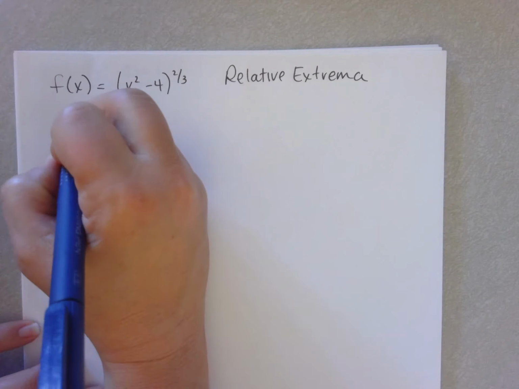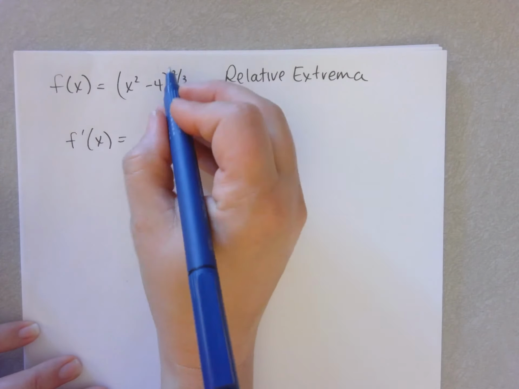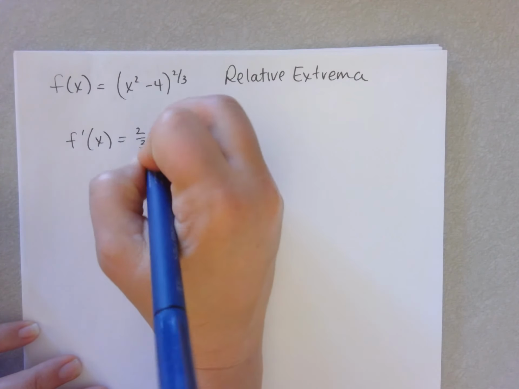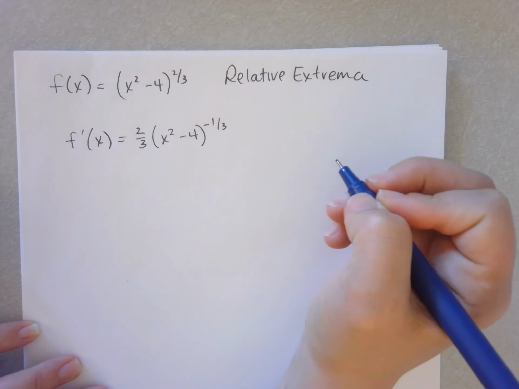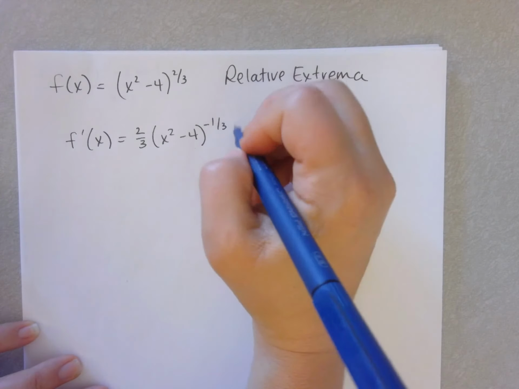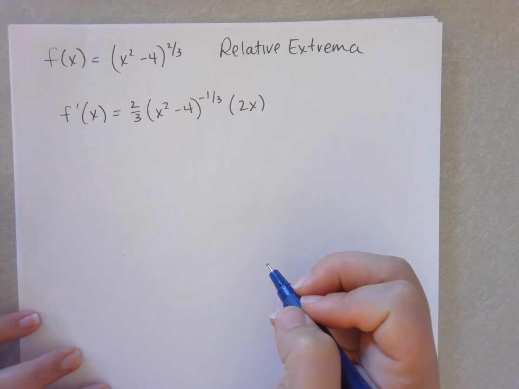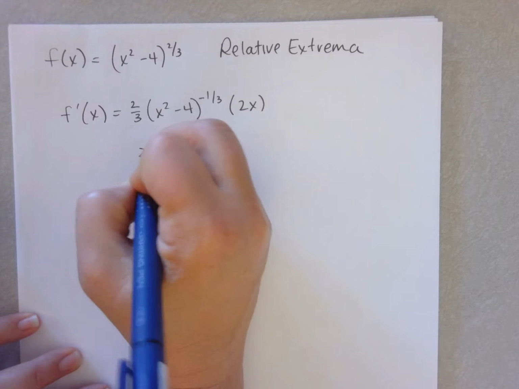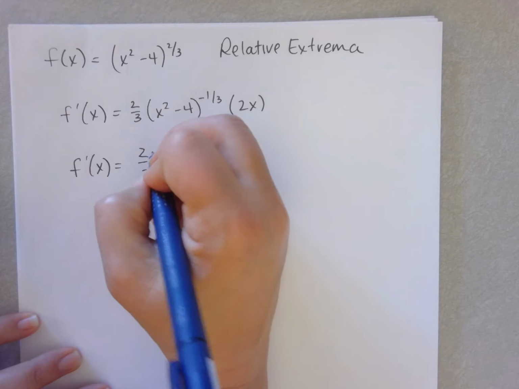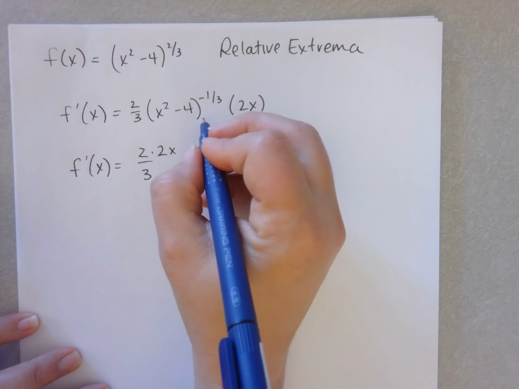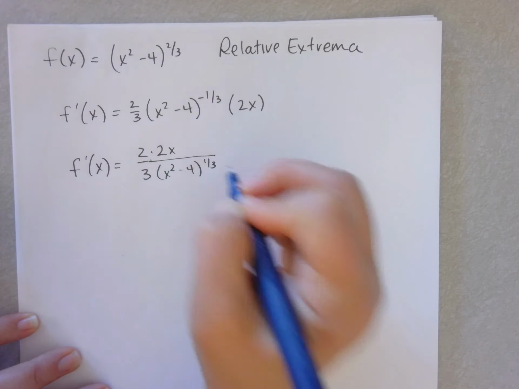All right, so if I find my f prime of x, I have a chain rule, so I'm going to multiply by my power in front, 2/3 times x squared minus 4 to the negative 1/3. That's the derivative of the outside. Then I multiply by the derivative of the inside, which is 2x. And so I'm going to move some things around here. So I have f prime of x equals 2/3 times 2x, because this is on top, and then this negative exponent means that I'm really in the bottom. So I have x squared minus 4 to the positive 1/3.